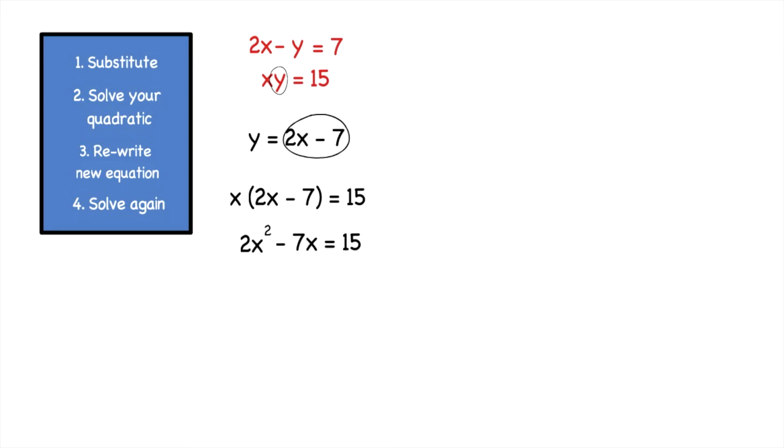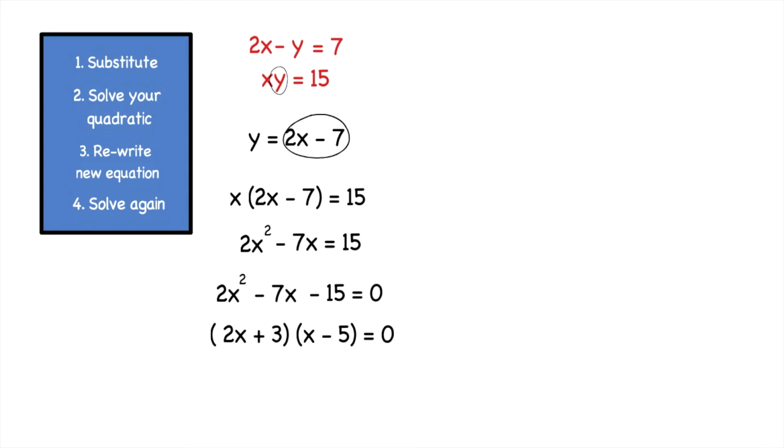Once I've expanded and simplified this, I get 2x squared minus 7x equals 15. To solve any quadratic, it needs to be equal to 0, so I'm going to move that 15 over by changing the sign. When you're trying to solve a quadratic equation, the best method is always factorising, so try and do that first. Factorising works in this case, and I will get two brackets of 2x plus 3 and x minus 5.